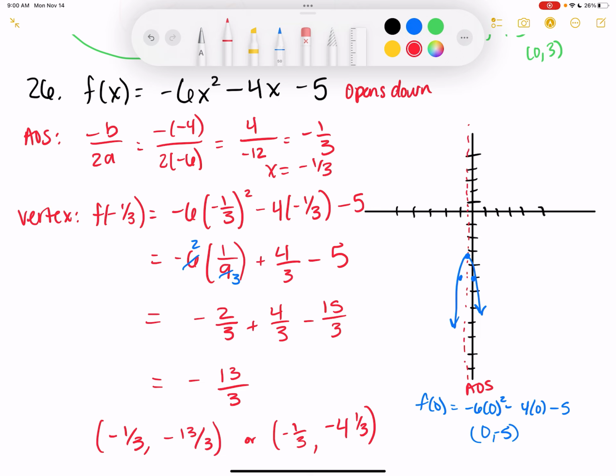So I plugged in 0, so everything canceled, leaving me with -5. So at 0, -5, and then I went ballpark 1/3 away on the left side. It's obviously really tight. I could have maybe expanded my graph a little bit to make it fit better, or I could have chosen a different number altogether. But anyway, your graph goes down like that and it opens down. Now what's your question? You put your vertex at -1/3, -3 and 1/3. Okay, well, regardless, it's moving down one, but yes.